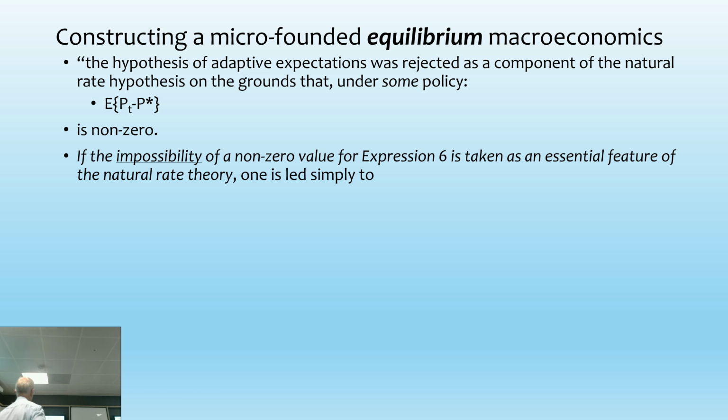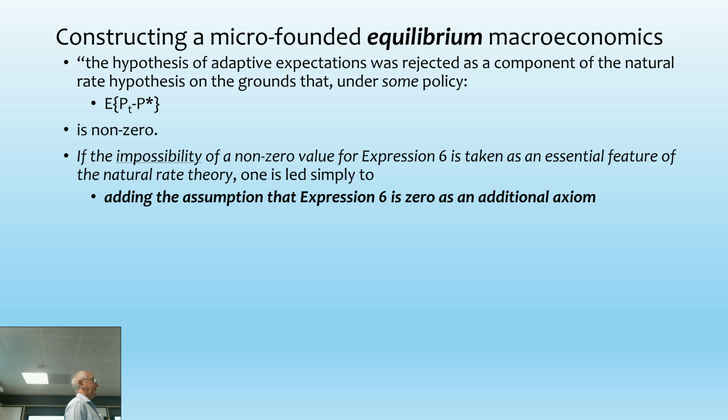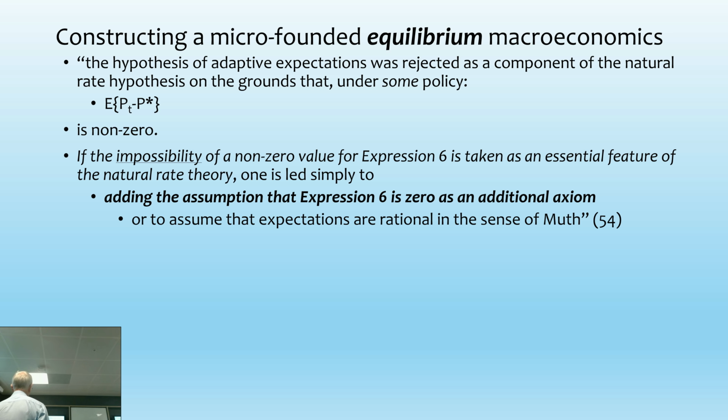But if the impossibility of that is taken as an essential feature of the natural rate hypothesis, and this is my punchline, one is led into adding the assumption that expression 6 is 0 as an additional axiom. Simply. Let's simply assume that people accurately predict future inflation. There's nothing simple about that. There's something simple-minded about believing that's a way to construct a theory. But it's presuming that people always accurately predict the rate of inflation from government policy, of course, government policy causing the inflation, or to assume that expectations are rational in the sense of Muth.